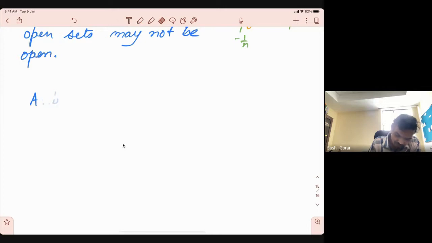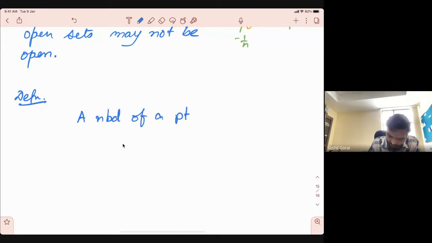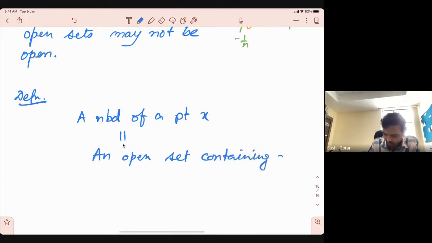So we'll just give the definition. A neighborhood of a point X is an open set containing X. That is the most general definition. One might think of a delta neighborhood around that X. Well, that is true in Rn, that is true in metric space, but if you go to more general spaces, you will know that is not true. So the more general definition is this one, any open set containing the point X.